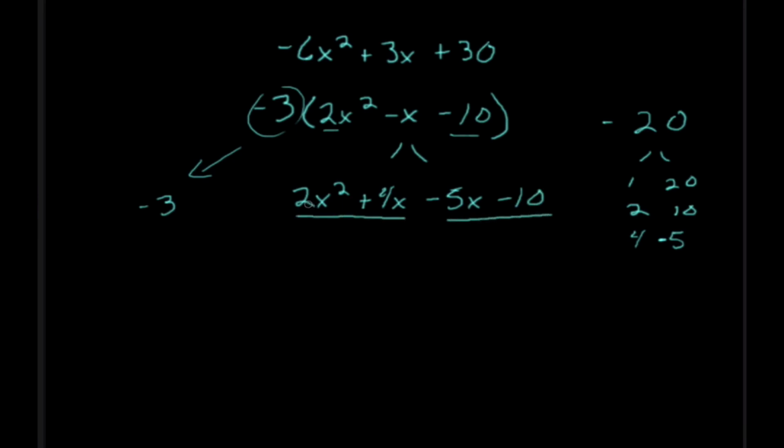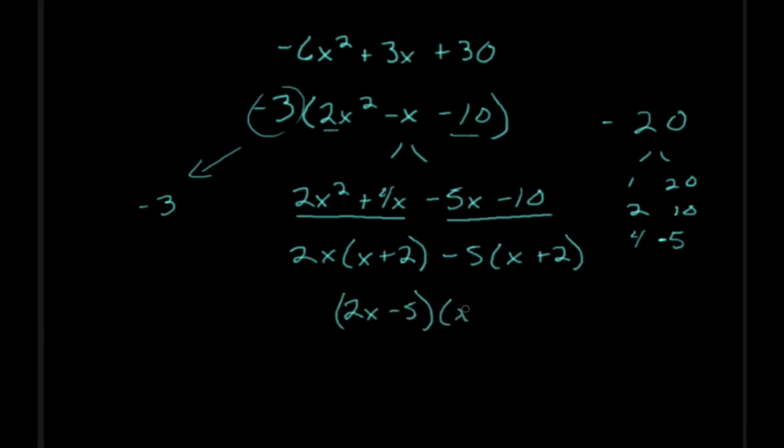And there we go. The greatest common factor here is 2x. And the greatest common factor here is negative 5. And what we end up with is 2x and negative 5, both multiplied by x plus 2. So that's going to be 2x and negative 5, both multiplied by x plus 2.